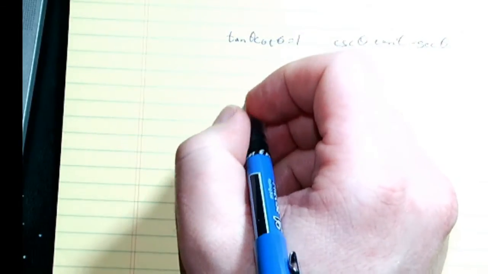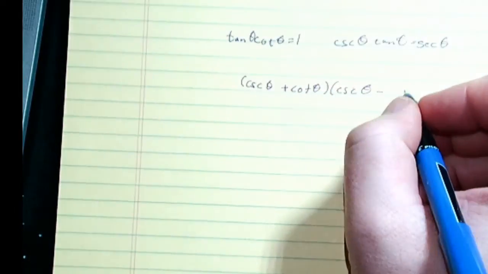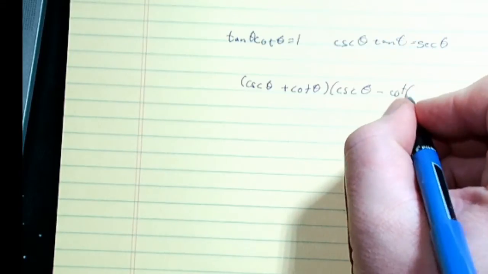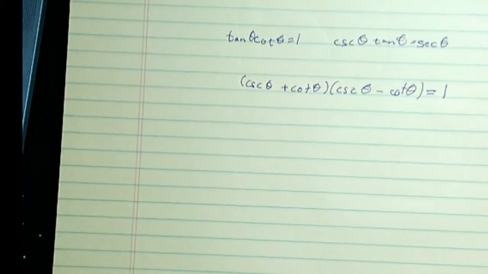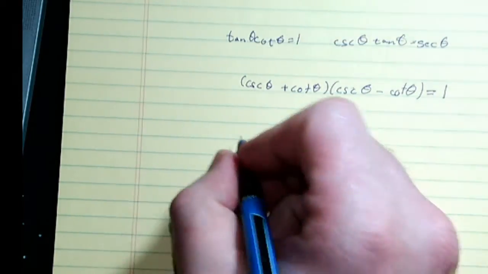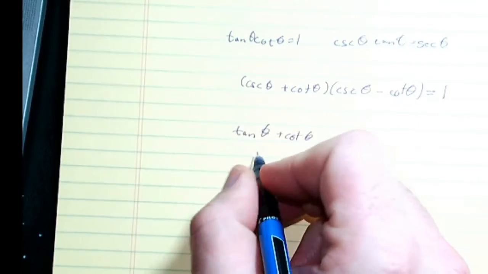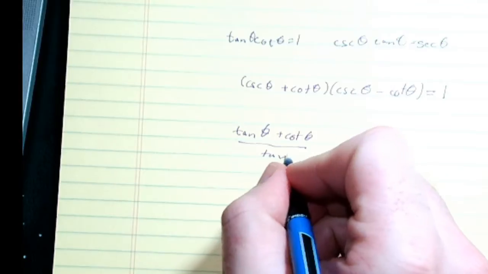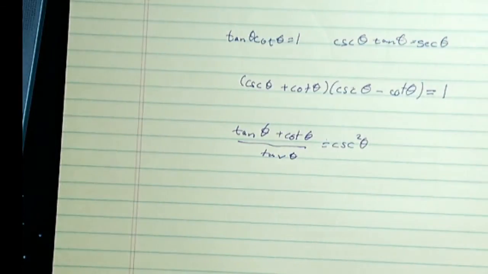You have cosecant theta plus cotangent theta times cosecant theta minus cotangent theta is equal to 1. And there's more and more and more of these things. You have tan theta plus cotangent theta over tangent theta is equal to cosecant squared theta. And on and on and on. How do we do these things?